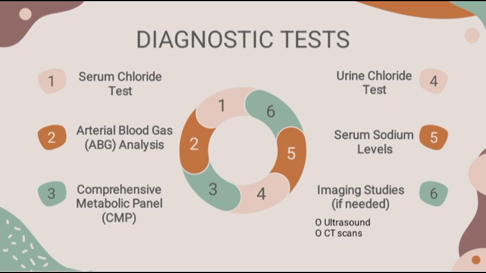Yung urine chloride test naman is mini-measure na yung chloride levels doon sa urine para ma-determine whether yung kidneys are properly excreting chloride. So it differentiates between the renal and non-renal causes of hyperchloremia. Yung serum sodium levels naman is since chloride is closely associated sa sodium, na this test helps evaluate sodium-related disturbances.